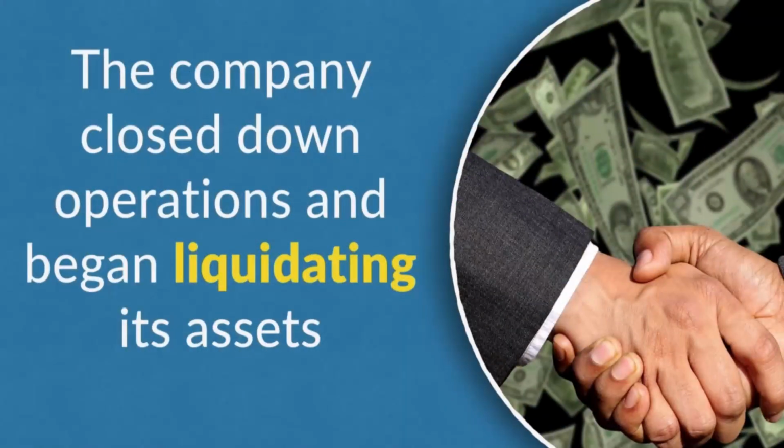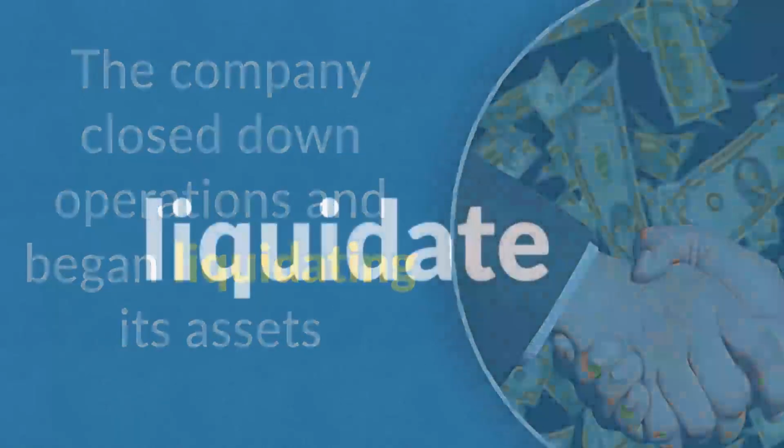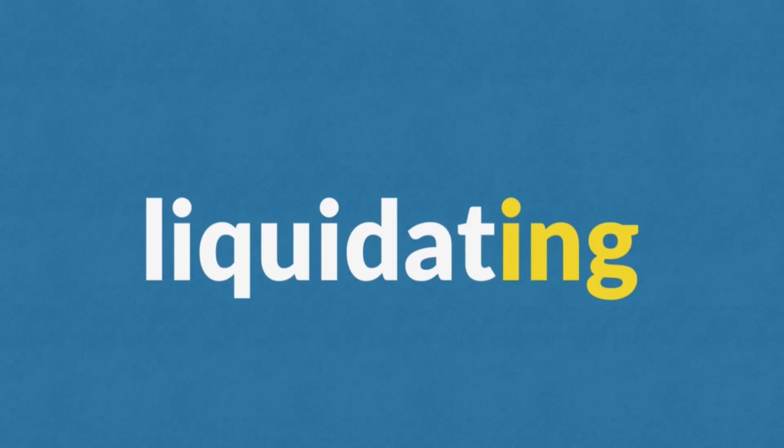The company closed down operations and began liquidating its assets. So it started to sell off its assets for money. Liquidate is a verb, so liquidates, liquidating, liquidated. The process, the noun, is liquidation. Liquidation. So liquidation is the process of liquidating a company.